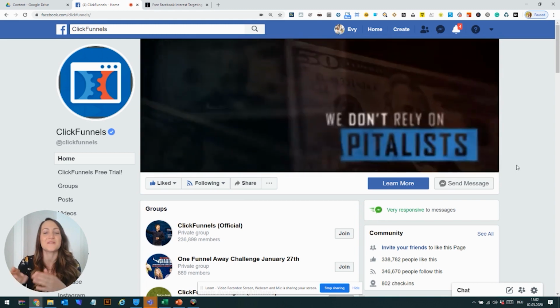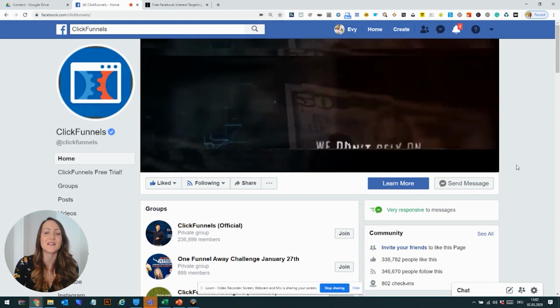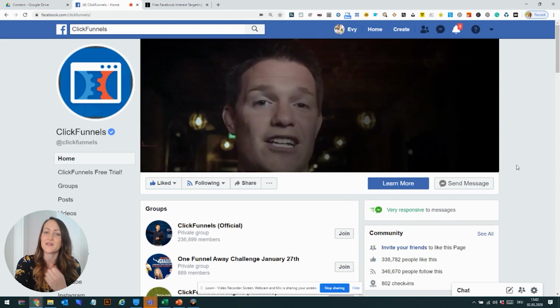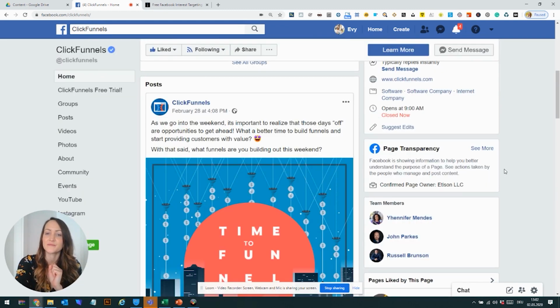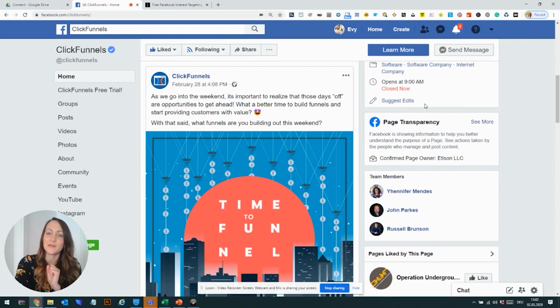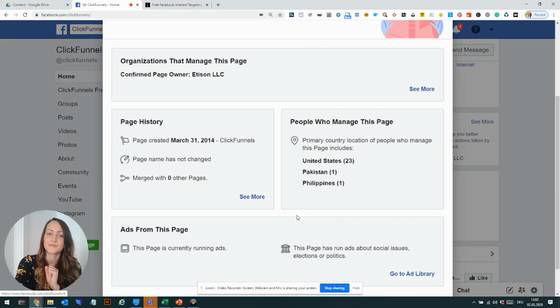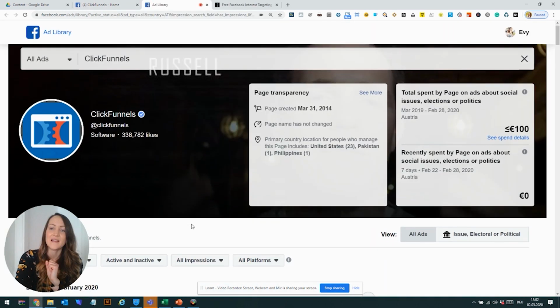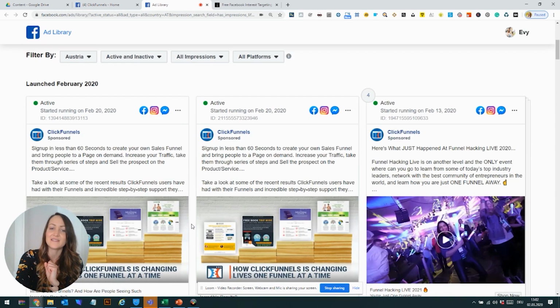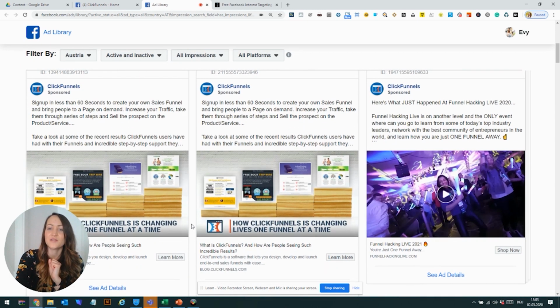And for this, I also want to stay with a similar example. So I'm now on the ClickFunnels page. And if I want to understand more about them, I can scroll down here. And there you see on the right side, the page transparency. Click See More. And then you see that this page is currently running ads, and then you can click to go to ads library. And here in the ads library, you will actually see the ads that this page is running. So you can go here and you can analyze the most successful competitor ads and see what they are doing right.